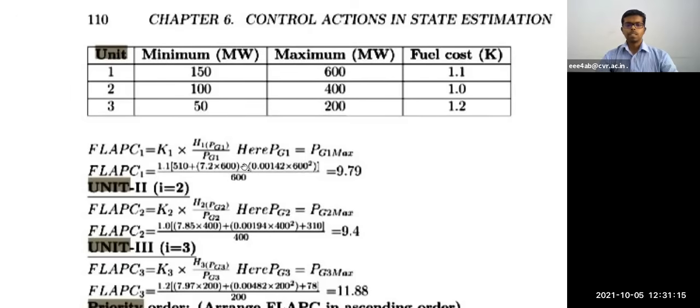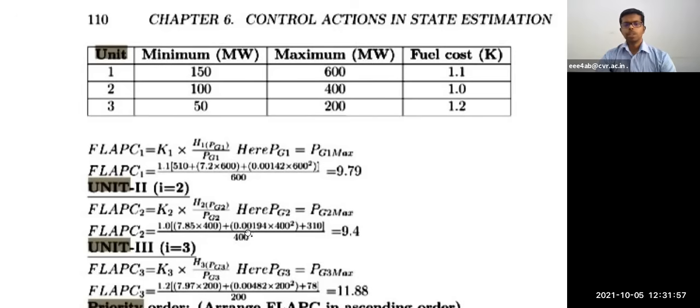So based on this substitution, you need to calculate this in the scientific calculator. So based on this, you can clearly calculate this FLAPC 1 is equal to 9.79. You can easily calculate. Next, unit number 2, that is I is equal to 2. So what is the FLAPC 2? FLAPC 2 is equal to K2 into H2 of PG2 divided by PG2. So what is PG2 maximum? Here we need to substitute PG2 as PG2 maximum. PG2 maximum is already given in the problem as 400 megawatt.